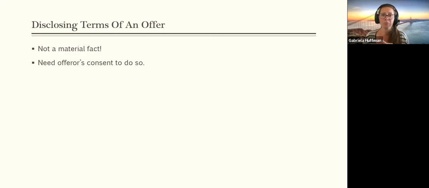So what are terms? Any fill in the blanks of that 2T form or the offer form being used. That's sales price, type of loan, closing costs, you name it. You have to have whoever created that offer, their consent to disclose.